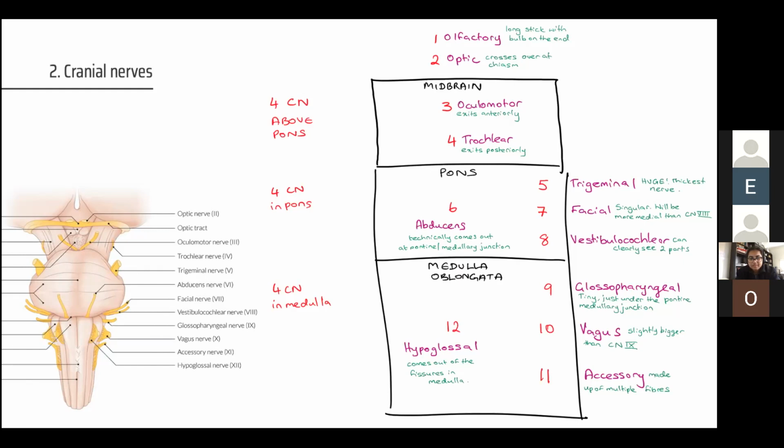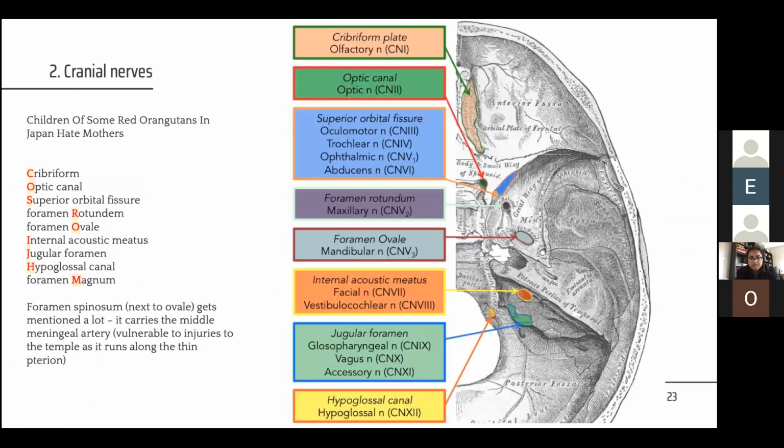The other thing about the cranial nerves that I think is good to know is where they come out of the skull, so which fissures. So I made up a very silly mnemonic: Children of some red orangutan in Japan hate mothers. And that's in order. So cribriform, optic canal, superior orbital fissure, the foramen rotundum, foramen ovale, internal acoustic meatus, jugular foramen, and the hypoglossal canal. So it's good to know what goes out of each of those holes.